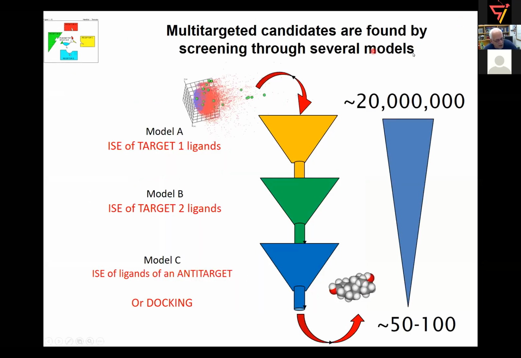So here's just another scheme showing that we start the multi-targeting by passing a multitude of molecules, many millions of molecules, through target 1, then through target 2, then through target 3, which could also be an anti-target. Anti-targets are also part of our thinking about any project that deals with potential therapeutics. We would like to find out from the beginning what anti-targets we have to avoid, and if we want our molecules to have positive scores for model A and model B, which are targets, we would like to have a negative score for the anti-targets.